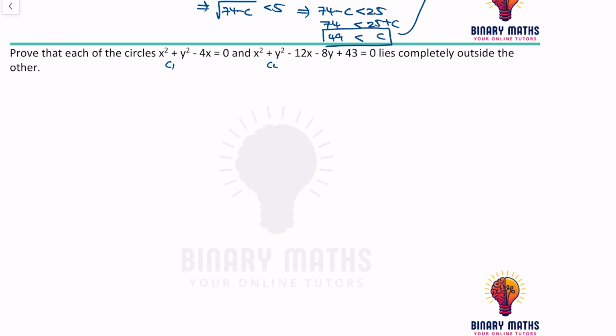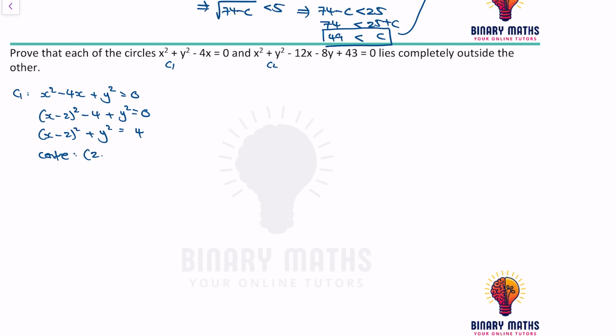Okay, so if we're looking at C1 first, then we've got x squared take away 4x. Rearrange it to get all the x's together and the y's together. If I complete the square, I get (x minus 2) squared, take away 4, plus y squared equals 0. If I take the negative 4 to the other side, I end up getting equal to 4, which means the center of C1 is (2, 0), and the radius is equal to 2.